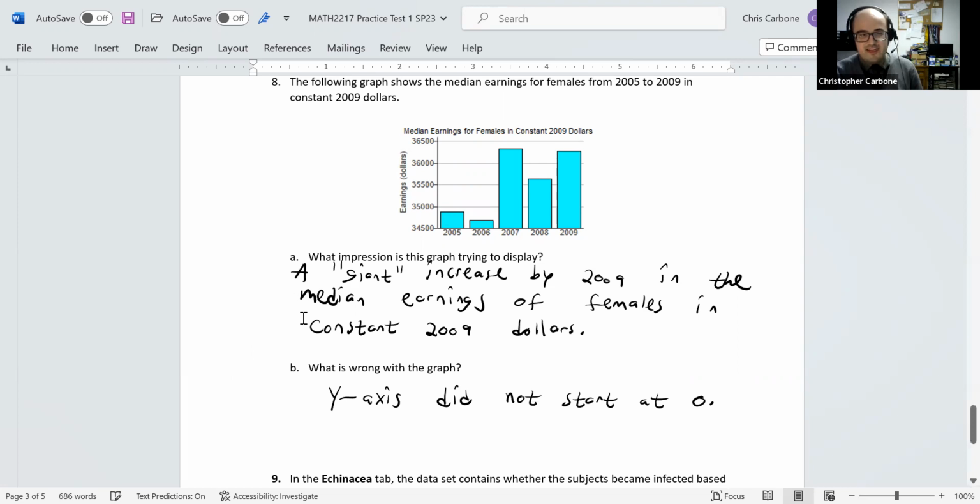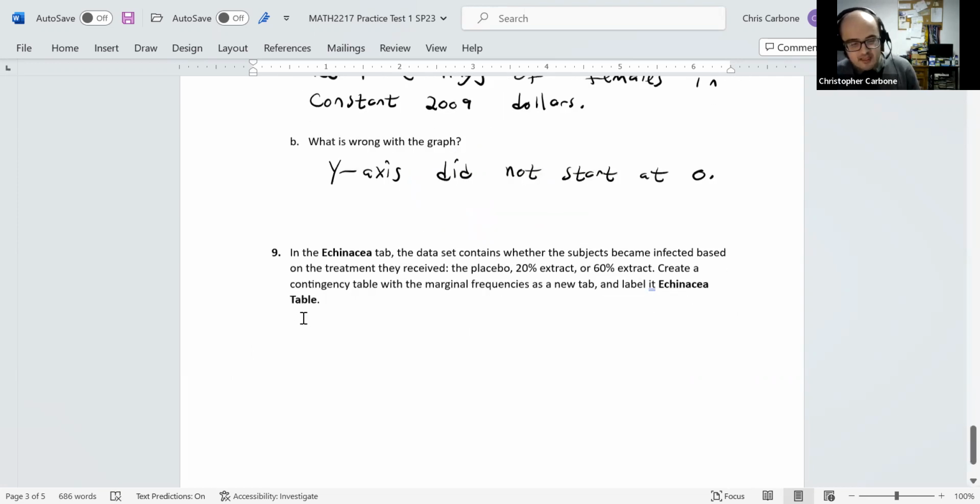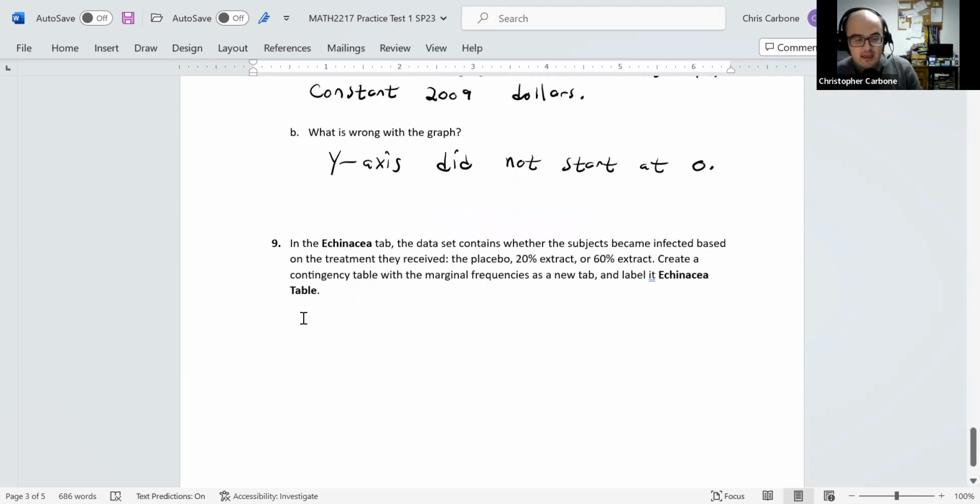And then for question number 9, I have an echinacea tab. There we go. The data set contains whether the subjects became infected based on the treatment they received. We have the placebo, 20% extract, and 60% extract. We want a contingency table along with the marginal frequencies. And then we want to rename the tab the echinacea table.